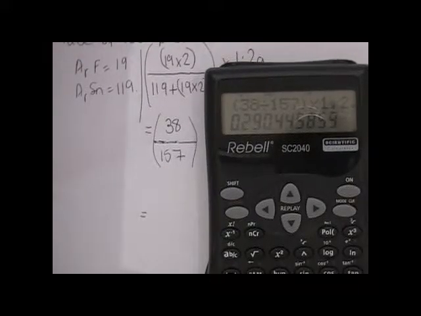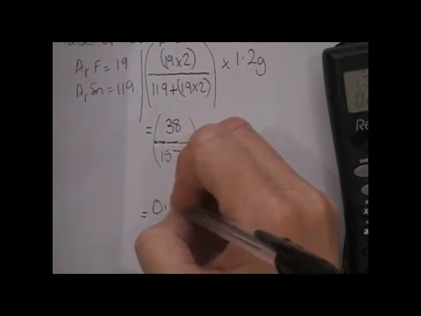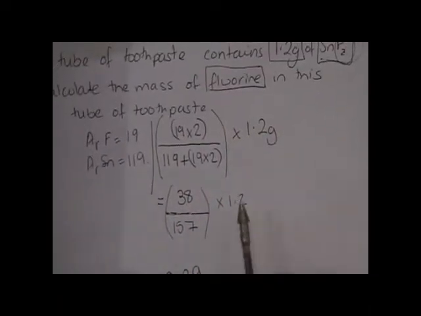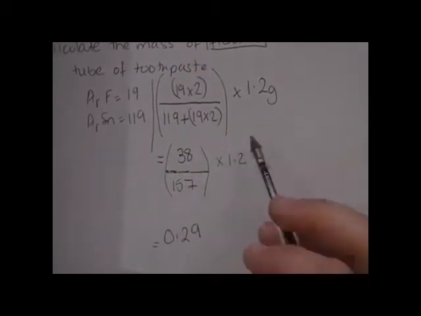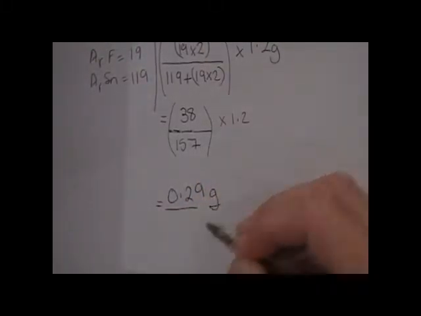If I had done that just once and written down my first answer, yes, it would have been the right one. However, if I had gotten the weird number that I got second and wrote that down, then I would have lost 2 marks. So let's put that answer down as 0.29. And it's asking me the mass, so I'm going back to my question. It asked me the mass, so because I'm looking for the mass of fluorine, then I need to put the units down as grams. 1 mark for your answer and 1 mark for your grams.